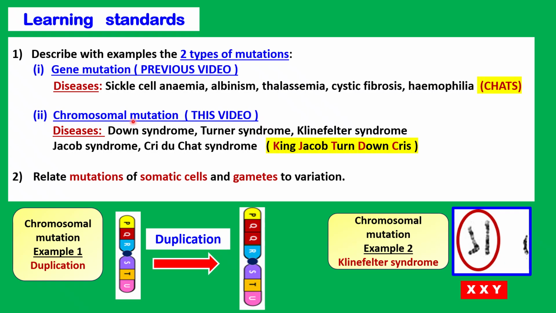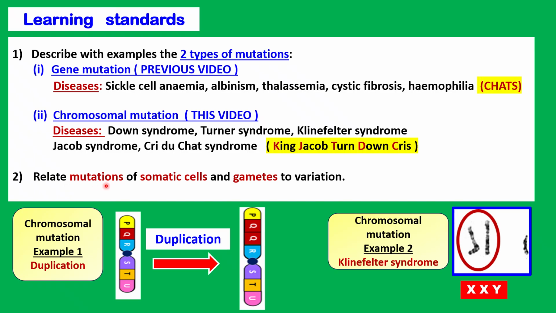Now, let's go on to chromosomal mutation. In this video, we'll discuss diseases caused by chromosomal mutation, such as Down syndrome, Turner syndrome, Klinefelter syndrome, Jacob syndrome, and Cri-du-Chat syndrome. Notice all of these are caused by chromosomal mutation, and all these diseases have the word syndrome in them. The acronym memory tip, which is very useful, is King, Jacob, Turn, Down, Chris: King for Klinefelter syndrome, Jacob for Jacob syndrome, Turn for Turner syndrome, Down for Down syndrome, and Chris for Cri-du-Chat syndrome. We also discuss the different types of chromosomal mutation.